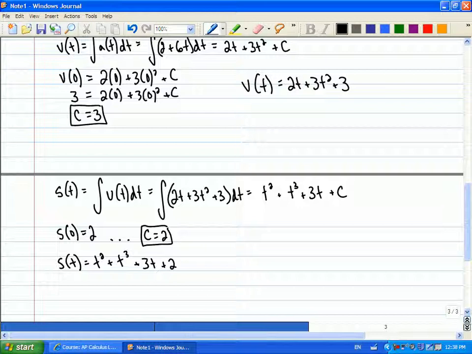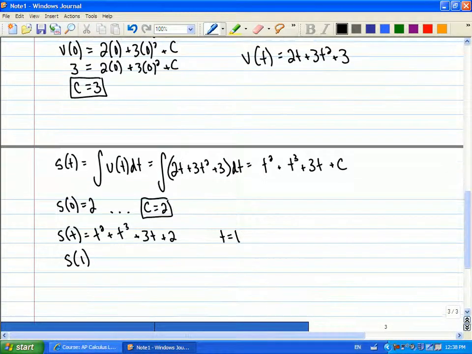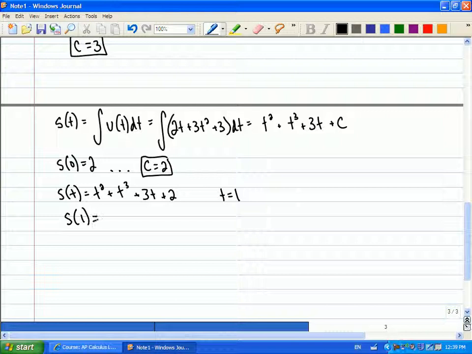And all I have to do now to finish this question is look at when t equals 1. So the position at 1 is 1 squared plus 1 cubed plus 3 times 1 plus 2. So that should be 7. And that looks like D.